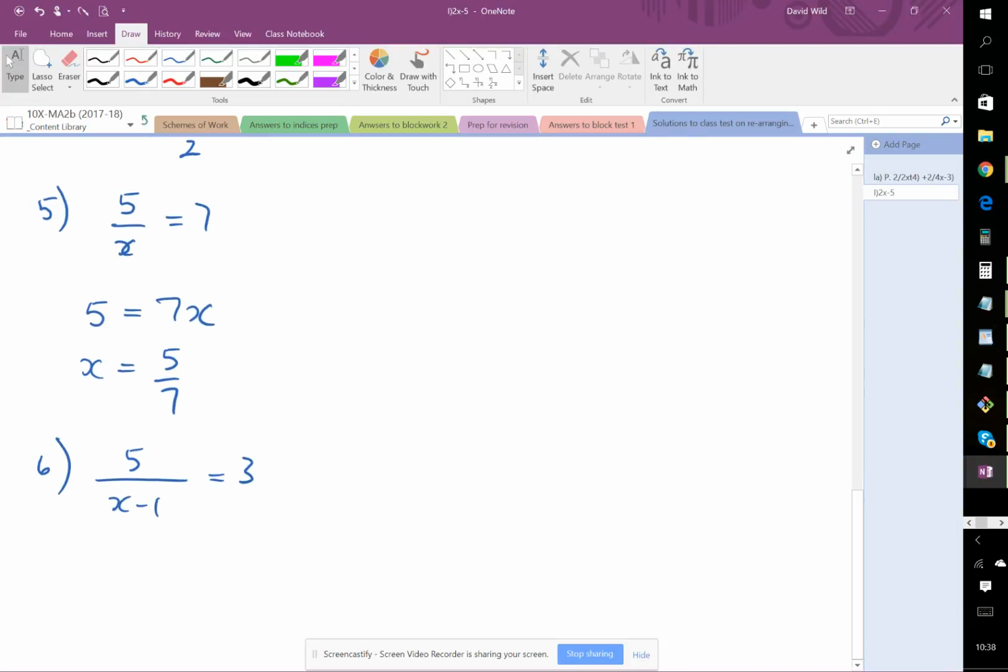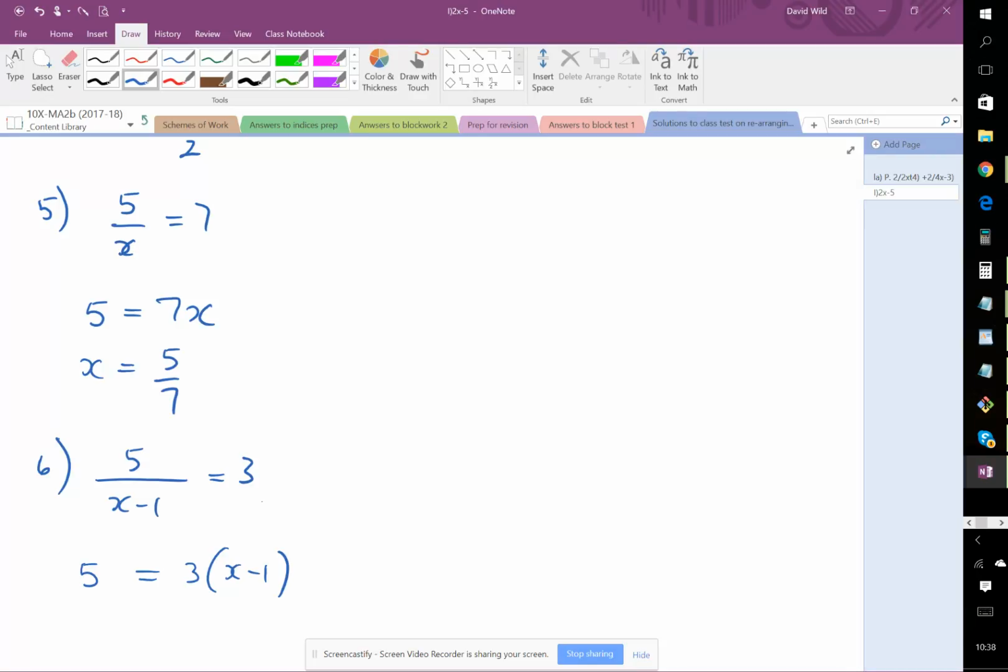So again, we've got a fraction. We want to get rid of the fraction, so I'm going to multiply both sides by x minus 1. So multiply this by x minus 1, I'll get 5. Multiply this by x minus 1, I'll get 3(x minus 1). Not take anything over.